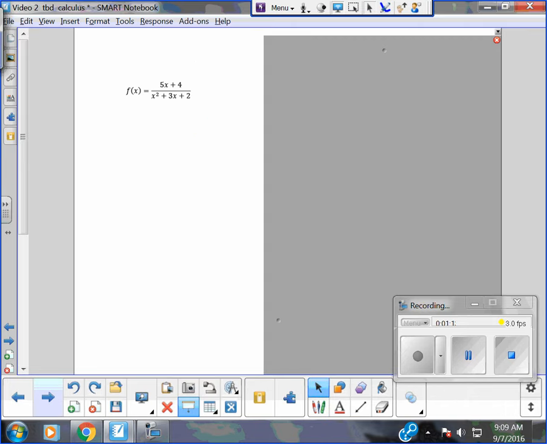Second one, again, you look at this, 5x plus 4, a line, which is a polynomial, over x squared plus 3x plus 2. Again, a polynomial. So it's a polynomial over a polynomial. It is a rational function.